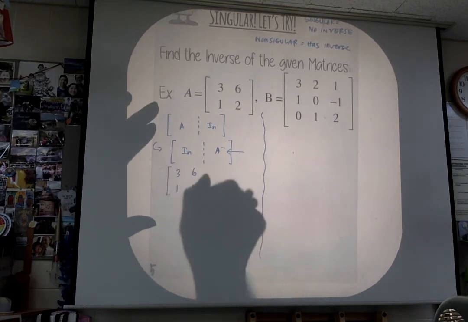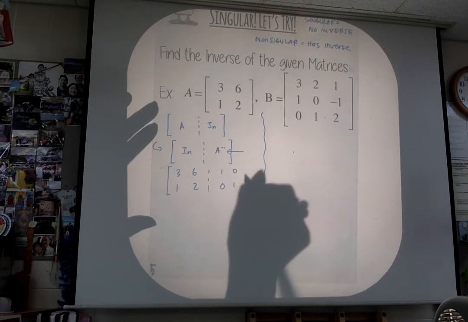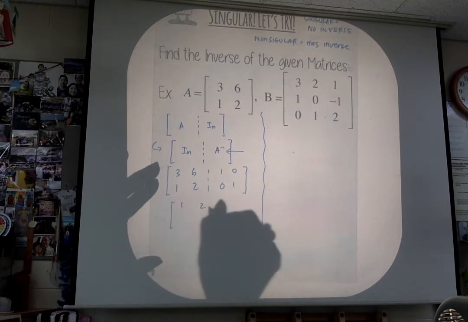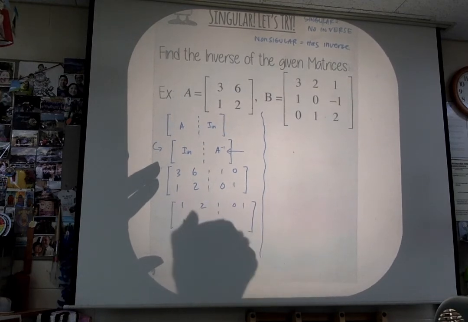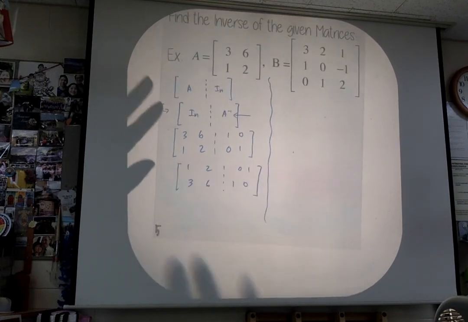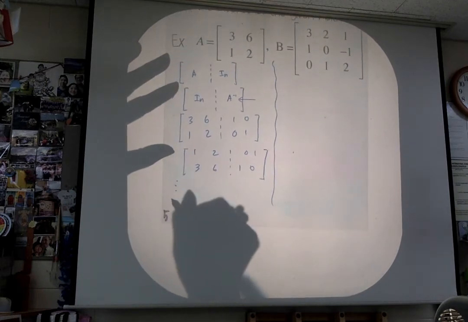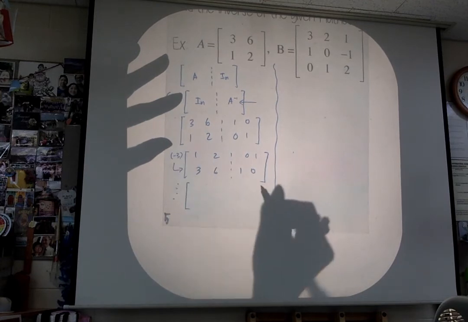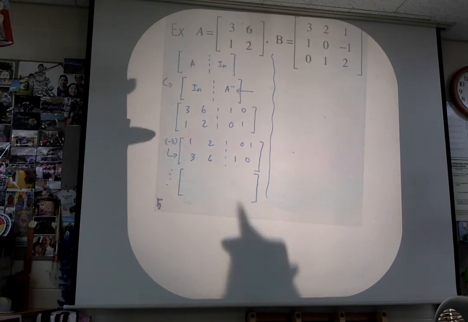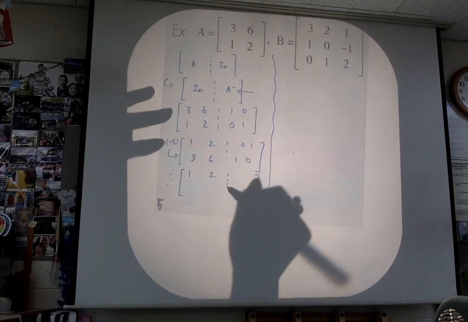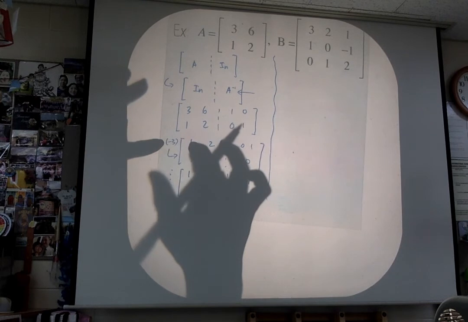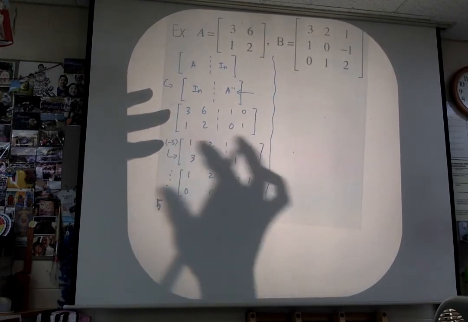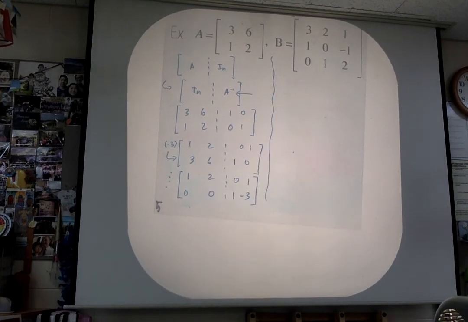Let's try that really quickly. So we have 3, 1, 6, 2, and our identity matrix goes here. Now we're going to swap those rows, obviously. We get 1, 2, 0, 1, 3, 6, 1, 0. Now with a little bit of RREF. I'm going to multiply this row by -3 and add it to here. I'm not going to show all the steps, but I'll show you some. -3 times 1, 2, 0, 1 added to 3, 6, 1, 0 gives 0, 0, 1, -3.